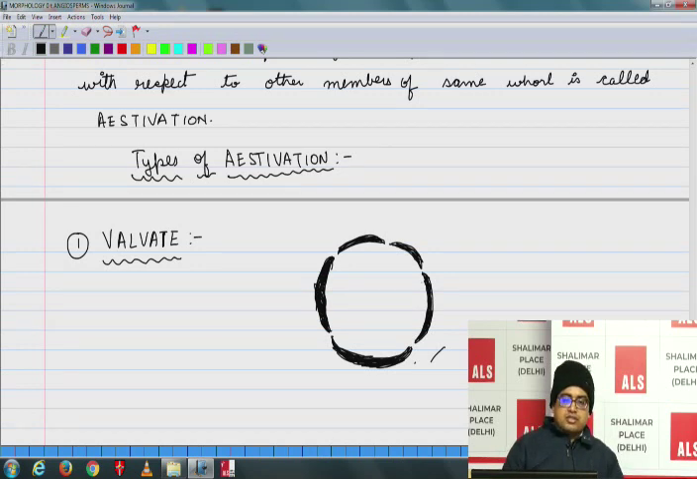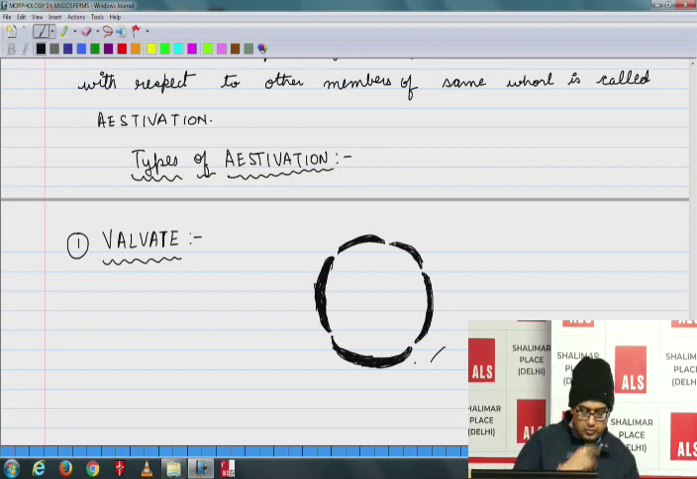So valvate estivation: 1, 2, 3, 4, 5 petals, or sepals, or 6, any number, they are not touching each other. It is not necessary that the sepals or petals should be 5 or 4 in number. They can be any number, but the condition is that the margins remain more or less away from each other. So please write it quickly.